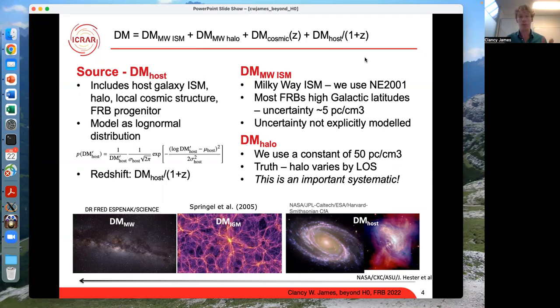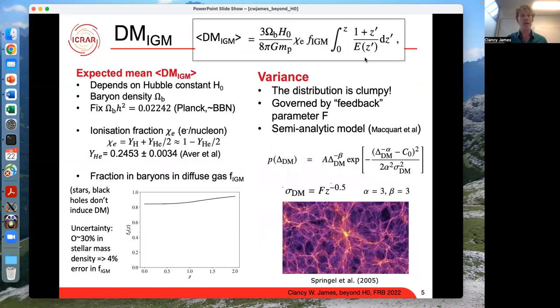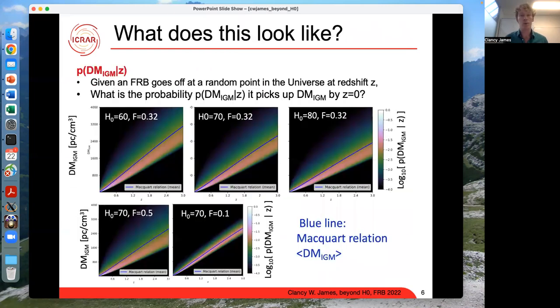It's a video, so please pause it now and take this in. And this slide here shows how we model the dispersion measure from the intergalactic medium. In particular, this is the expected value of DM_IGM, also known as the Macquart relation, whereas this describes the variance about that medium. Right, with that said and done, and you having paused and taken 5 minutes to take that in, let's get on with the first result.